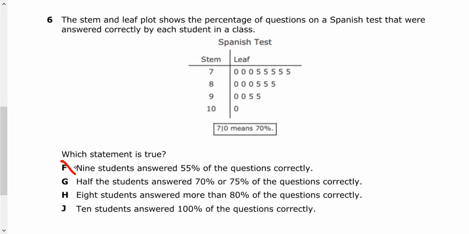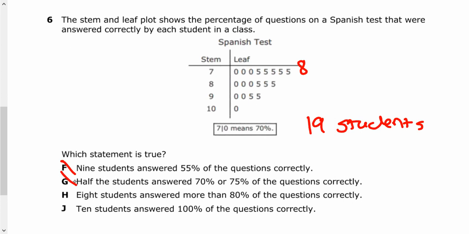Half the students answered 70 or 75. Well, we have 3 students that answered 70 and 1, 2, 3, 4, 5 students that answered 75. So we have 8 students that answered 70 or 75. And we have 9, 10, 11, 12, 13, 14, 15, 16, 17, 18, 19 students total. So 8 is not quite half of 19. So G is not right.